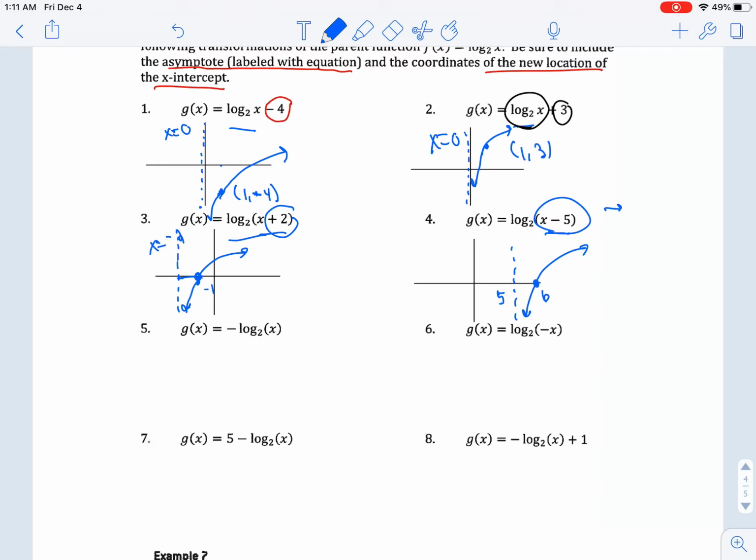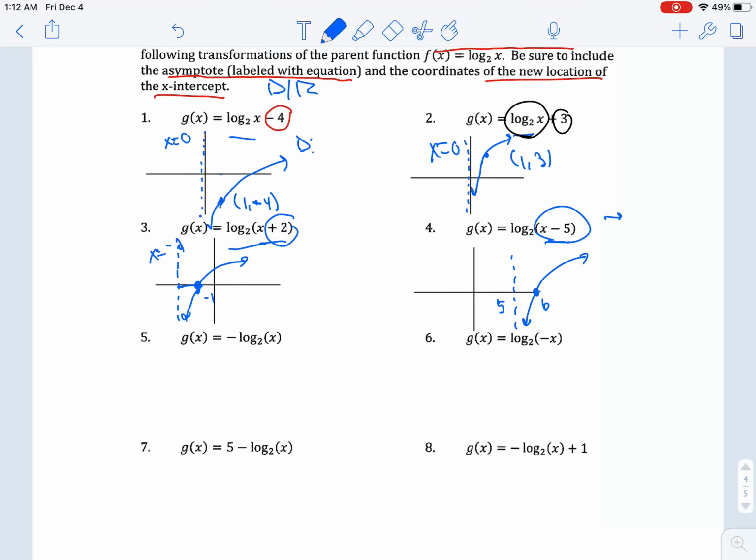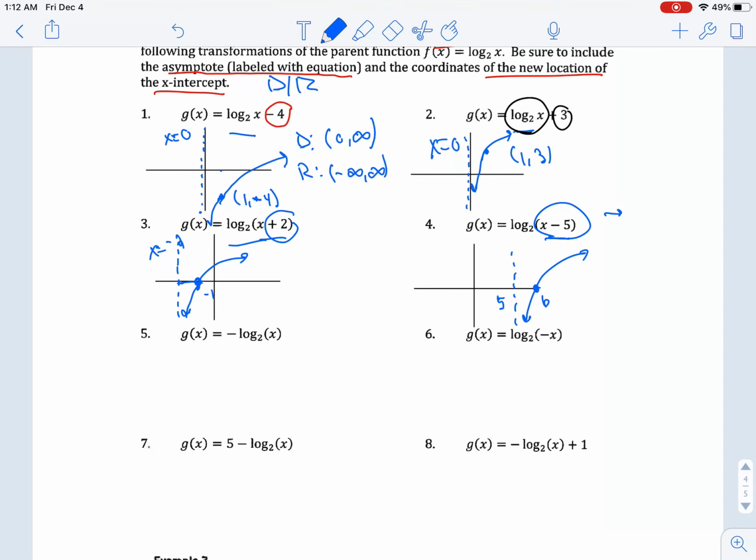Okay. Another thing that it doesn't say in writing to do, but I'm going to ask you to do, is to find the domain and the range. So let's go back and pick that up for these. The domain for this first one is just like the domain for the parent function. It's going to be 0 to infinity. We saw that on the first page. And the range is going to be negative infinity to infinity. For number 2, same thing, all right? Same domain, still 0 to infinity, range is the same. So it's the same for both of these.